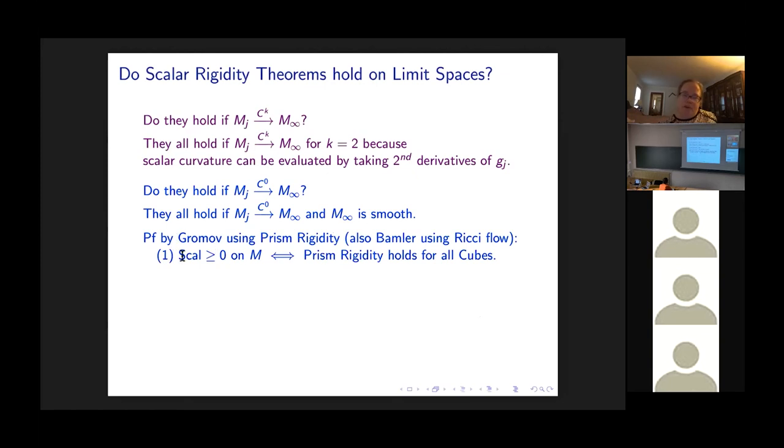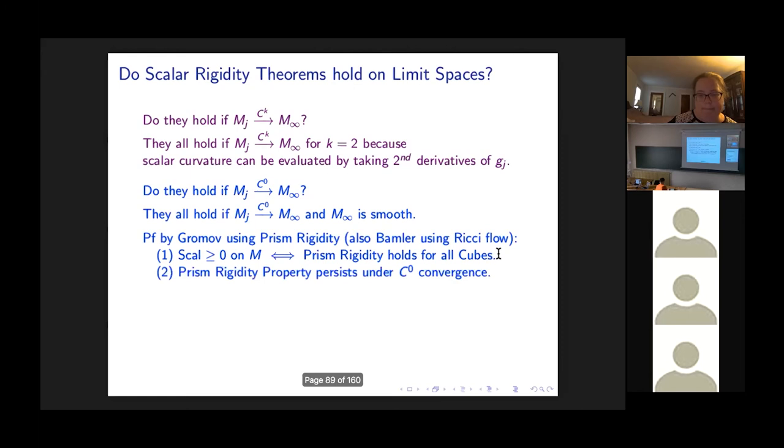So let me just talk a little bit about this. Scalar greater than or equal to 0, he shows this if and only if Prism Rigidity holds for all cubes. So tiny cubes. The Prism Rigidity property persisting under C0 convergence is Gromov's next step.